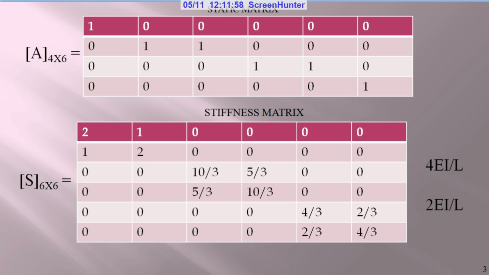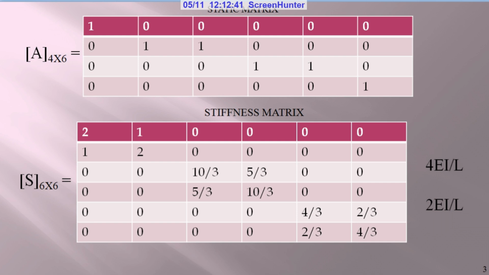Now let us see how to formulate the stiffness matrix. Stiffness matrix is always NF by NF, that is number of fixed end moments. In this continuous beam, number of fixed end moments are 6. So NF by NF, stiffness matrix will be of size 6 by 6. See here, 1, 2, 3, 4, 5 and 6. Here 1, 2, 3, 4, 5 and 6. So this is the matrix of size 6 by 6.